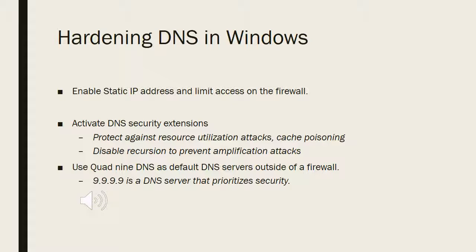To harden a DNS server in Windows, you want to enable a static IP address and create firewall rules that are specific to the DNS service, such as port 53, and ensure to limit access to this server. If it is only operating as a DNS server, that should pretty much be the only port that is allowed through the firewall to access the server specifically.